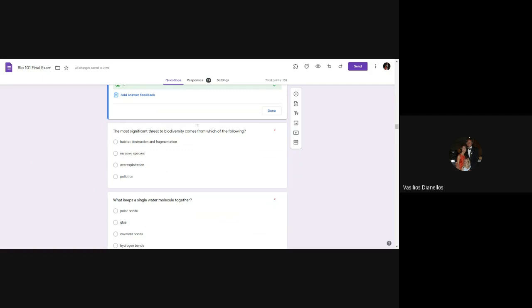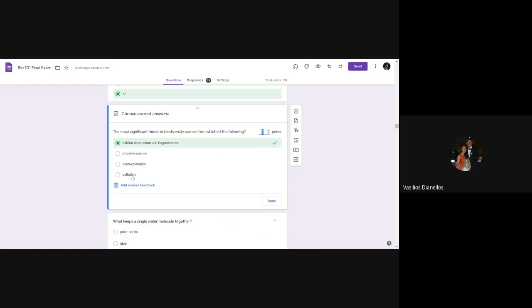I went over this in great detail. The answer is simply habitat destruction and fragmentation. And remember, like I said in the lecture, like I said for the exam review, the easy way to remember that is all the other three choices kind of contribute to this. So invasive species, that destroys habitats. Overexploitation, like cutting down trees quicker than they can reproduce, for example, that would be habitat destruction. Pollution, again, destroys habitats. So I was hoping people would get that right. Some people did miss it.